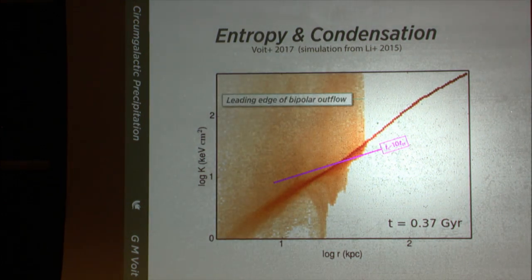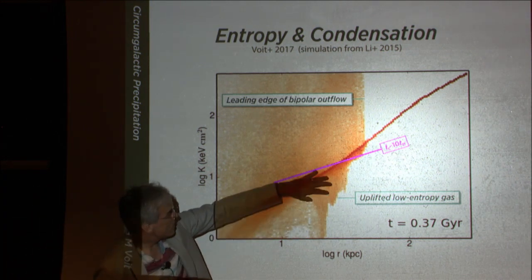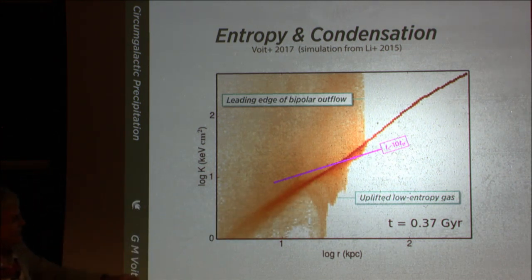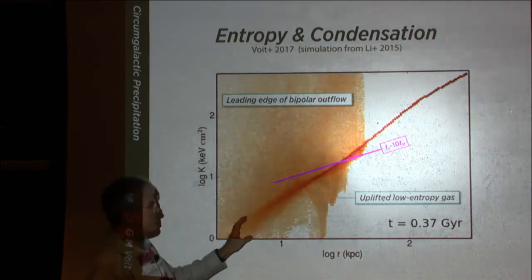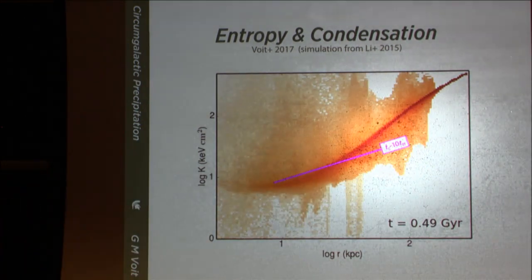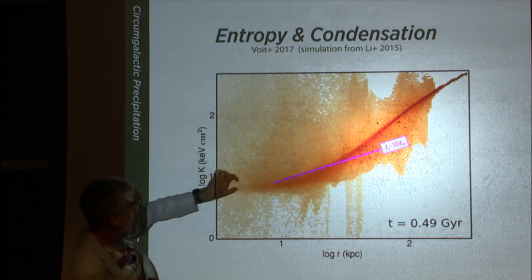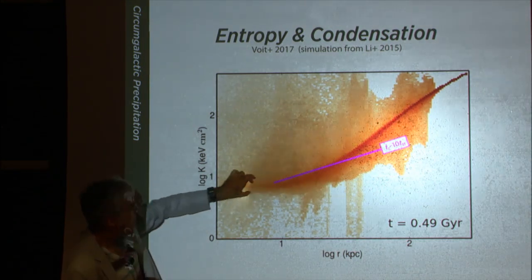So that's the leading edge of the bipolar outflow, high entropy gas coming out from the center. And here you're having uplifted low entropy gas condensing out. So this didn't cool from here. It was actually pulled out because gas here couldn't possibly cool that fast. Then, over another short period of time, you've either pulled out or condensed all the low entropy gas in the center, and the profile is starting to flatten out.